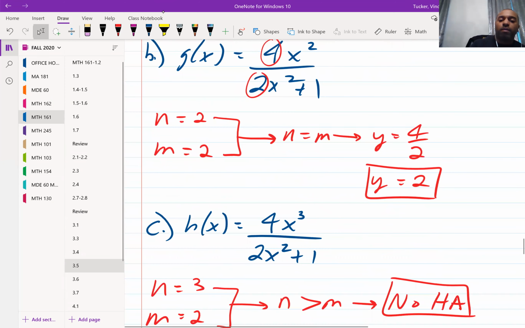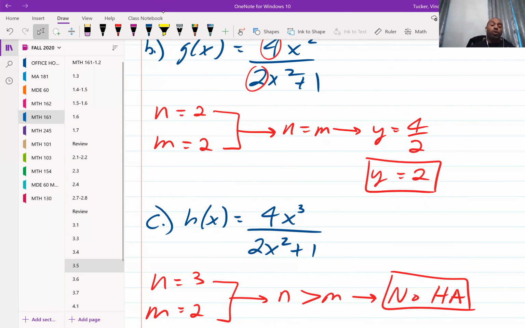And for the third scenario, we have 4x cubed over 2x squared plus 1. Our leading degree, or the degree of our numerator, is 3. Degree of the denominator is 2. So this time n is greater than m. So that means we do not have a horizontal asymptote. Any questions?